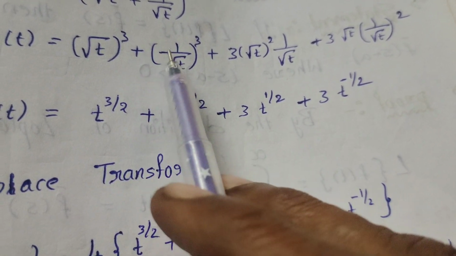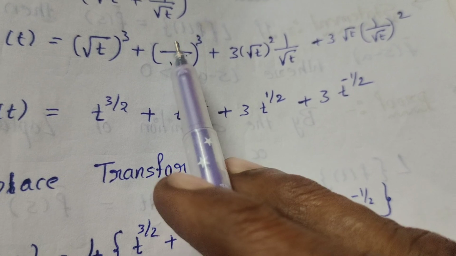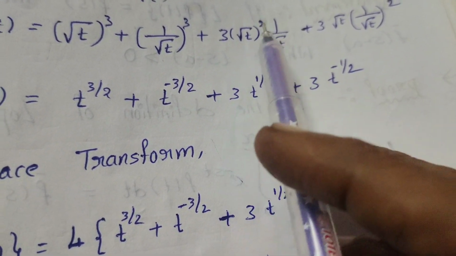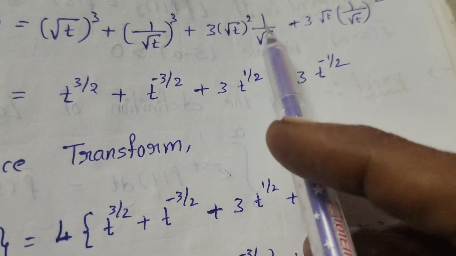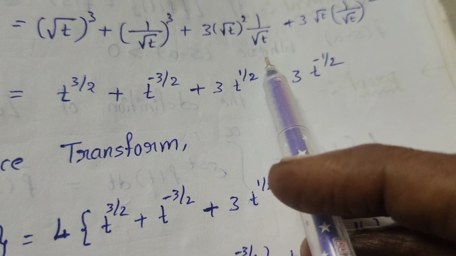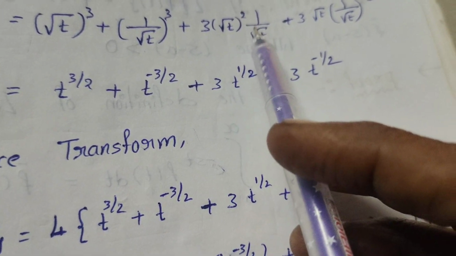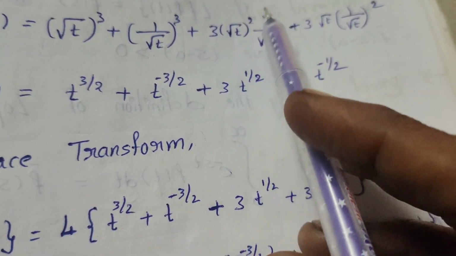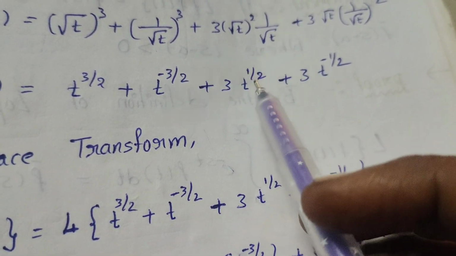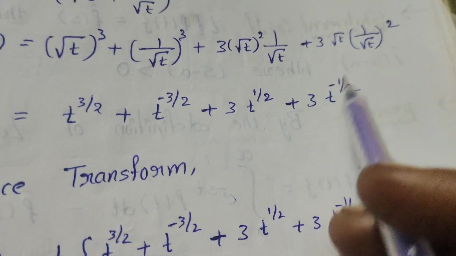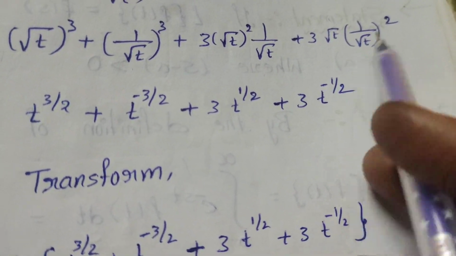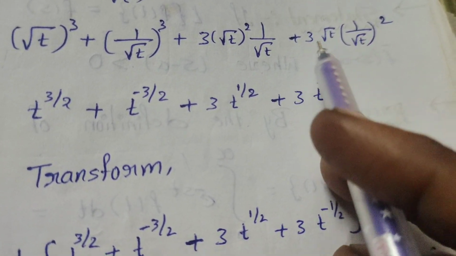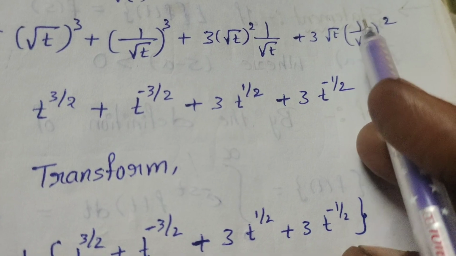We get t^(3/2) plus t^(-3/2). Then 3 into (√t)², that is t, into 1 by t^(1/2). We get 3 times t^(1 - 1/2), that is t^(1/2). Plus 3 into (1/√t)² times t^(1/2), that is t^(1/2) into t^(-1/2).